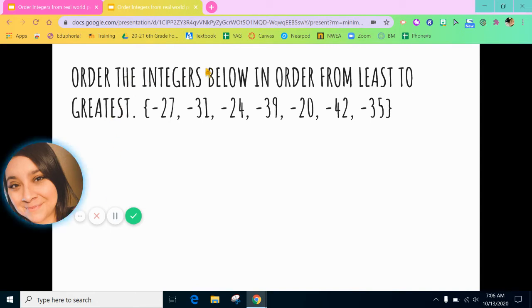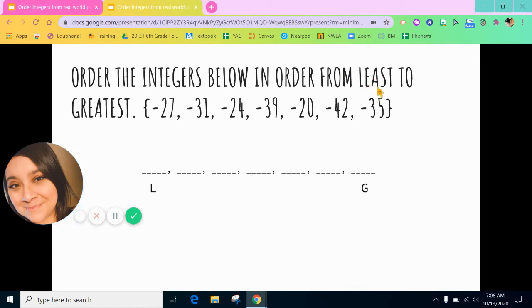All right, so we're going to order the integers below from least to greatest. Now, I know these aren't in a real world problem, but I wanted to show you a couple examples with these numbers being really big. So we want to go from least to greatest. So here are my 7 numbers.